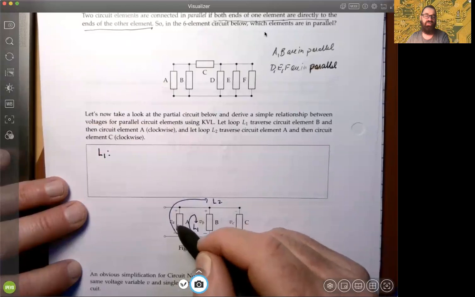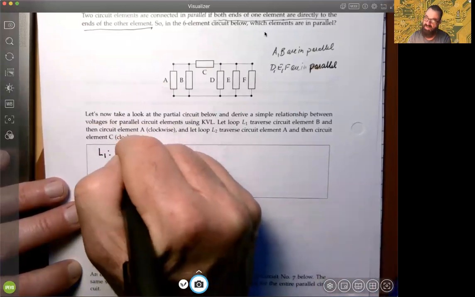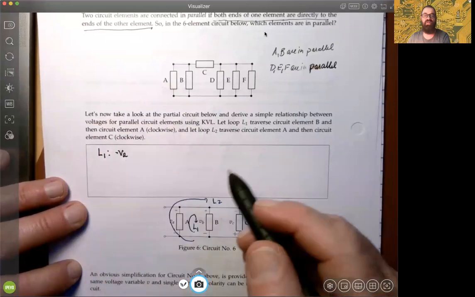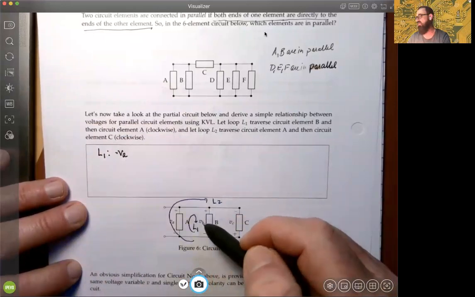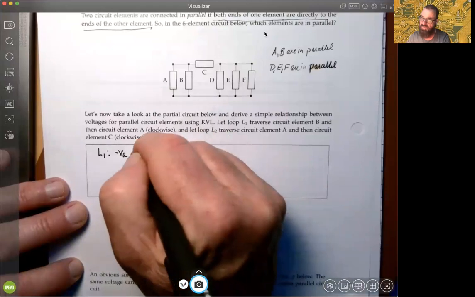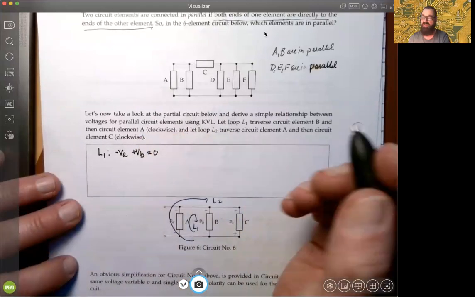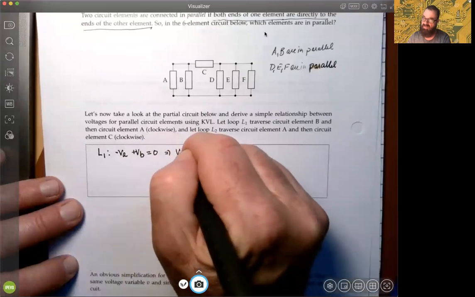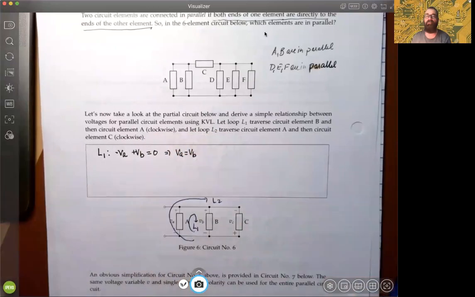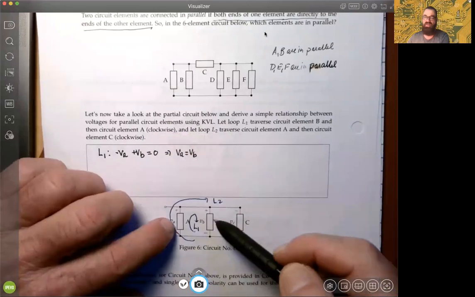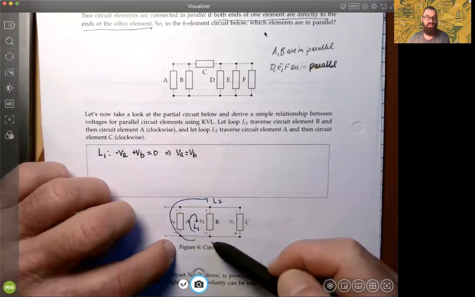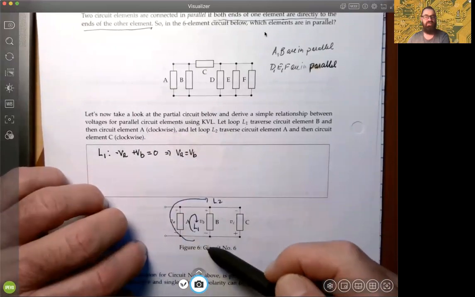If we're flowing in this direction, we would not be PRC here, so we would be representing a minus VA voltage. Then we would come over into the positive pole for B and plus VB. According to KVL, that must be equal to 0. Another way of saying that is that those two voltages must be the same. Interesting. The fact that these are in parallel, the voltages are the same.